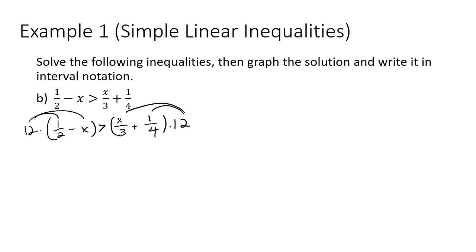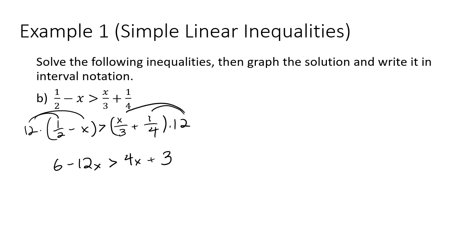All right, so when we distribute it through, we get 12 times 1/2, which is 6, minus 12x is greater than, I'm multiplying by a positive number, so I don't flip the direction of the symbol. 12 divided by 3 would give us 4 times x, and 12 divided by 4 would give us 3. And so now we go back to having just a simple linear inequality.